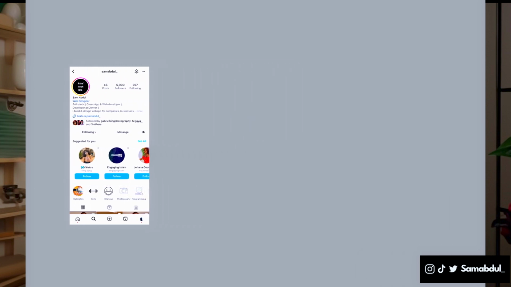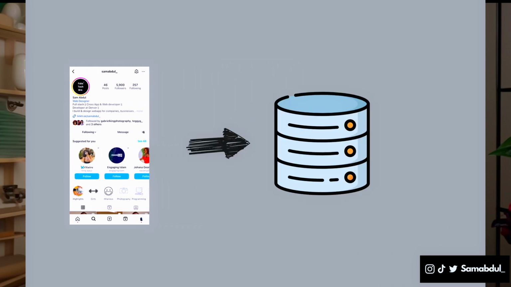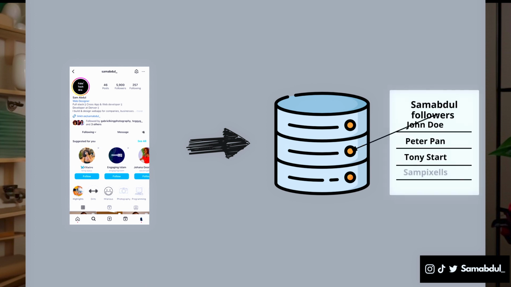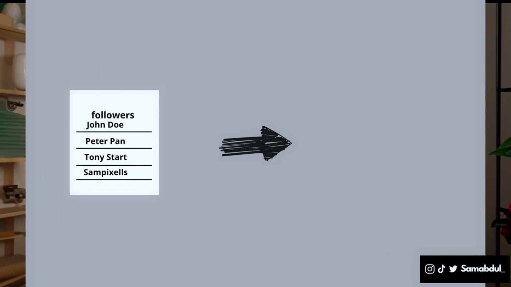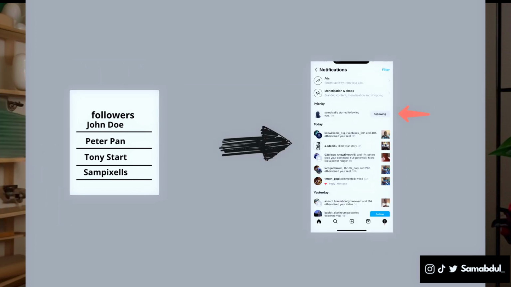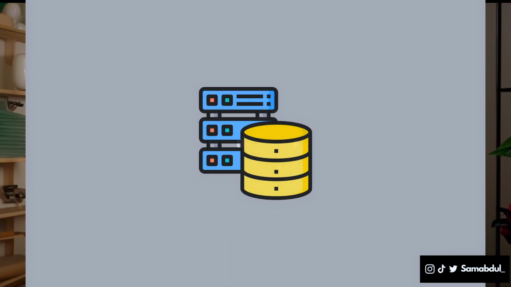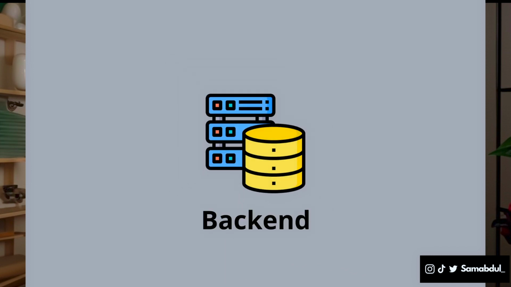When you follow a person, a request is sent to the database, which will automatically add your account to the person's followers, and the person gets a notification that they've been followed. All this is happening in the back end, and this is the part we can't see. The back end is a branch of software engineering that is in charge of taking requests from users through the front end and making updates in the database where all the users' data is stored.